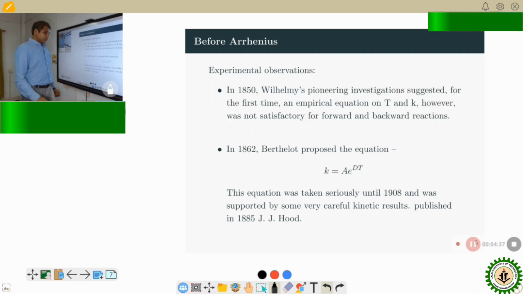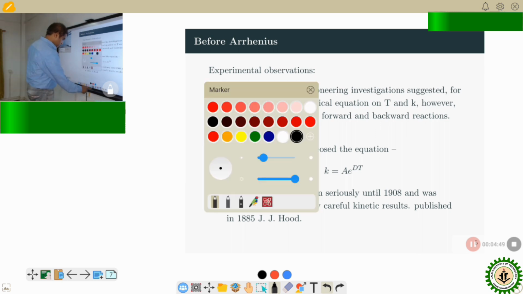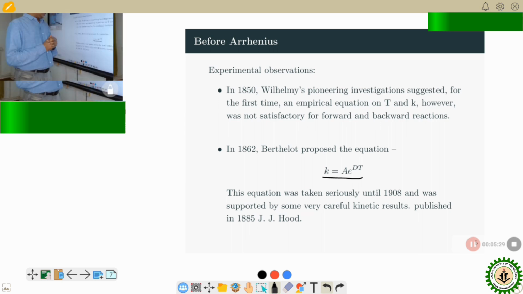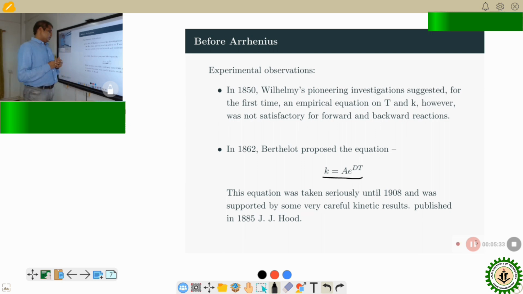Now, if we go into the prehistory of Arrhenius, William first proposed a relation of temperature and rate constant from his experiment, but at that time it was not well behaved with the experimental finding. Later, Berthelot proposed another relation that is very similar to our present relationship, with an exponential function of temperature, but it was not that intense. Later, some experiments supported this equation.